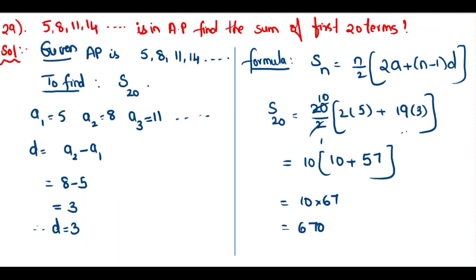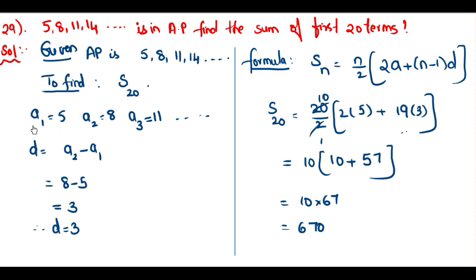5, 8, 11, 14 is an AP. Find the sum of first 20 terms. So the given AP is 5, 8, 11, 14 and so on, and we need to find the sum of first 20 terms, that is nothing but S20 we need to find.